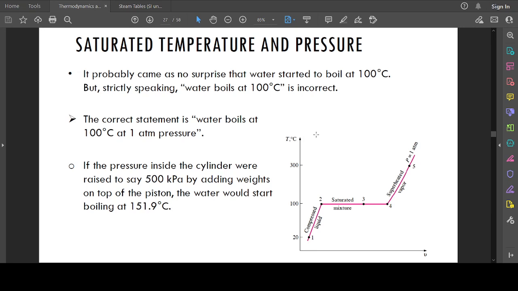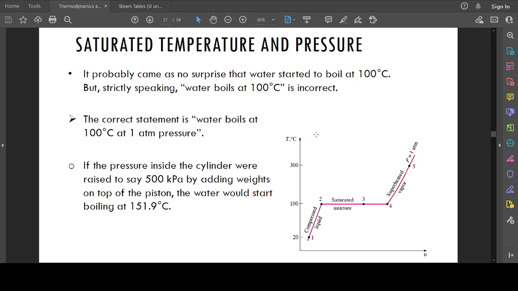It is probably not a surprise that water boils at 100 degrees C, but that is only correct when the pressure is at 1 atm. If there is a difference in the pressure, then water will boil at a different temperature. So this is to say that there is what we refer to as a saturation pressure. If you have a given pressure, then there is a corresponding saturation temperature, and that corresponding saturation temperature is the temperature at which water will boil.